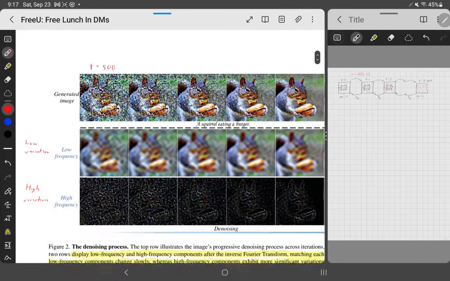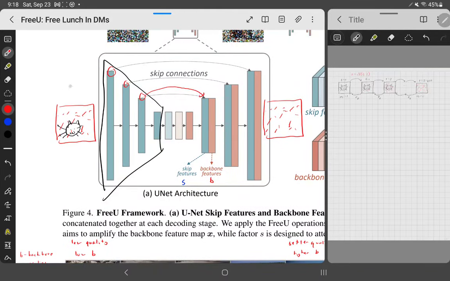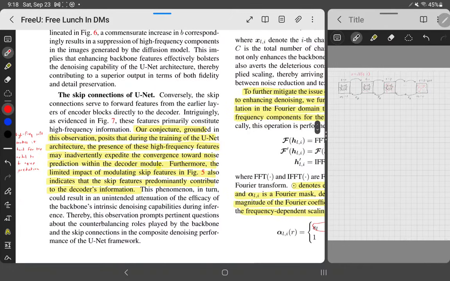And that makes sense. If we go over to the UNet, if we take this layer here, it's basically going to be the cat. So the skip connection will encode all the features of this cat, and you would imagine that it would need the high frequency information for the details in there. So it makes sense why the skip connections encode the high frequency information, and the backbone features encode the low frequency information. Now, they make an argument that the backbone features are actually what you need, and the skip features, you don't really need those as much, and they can kind of affect the denoising process.